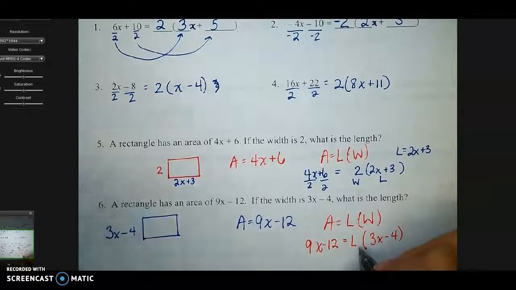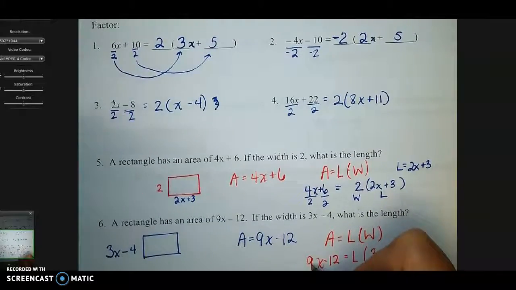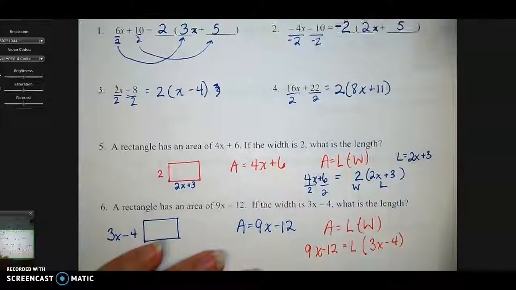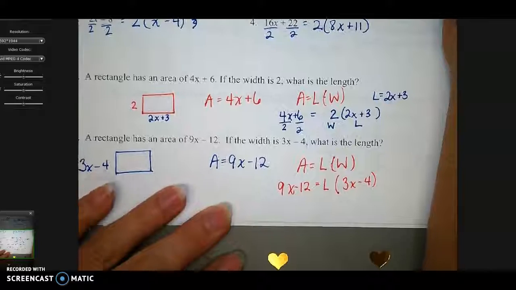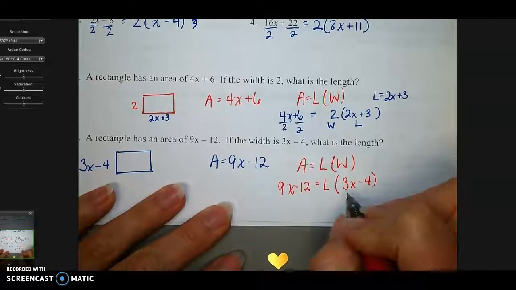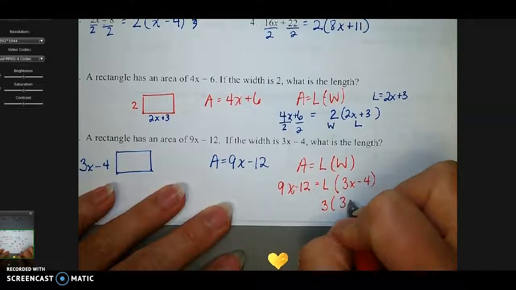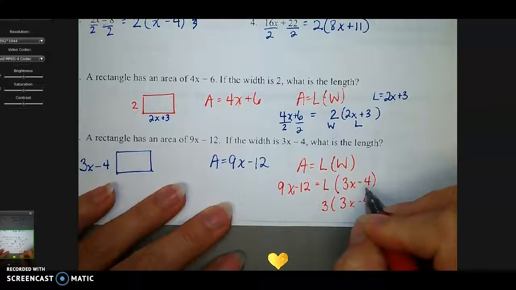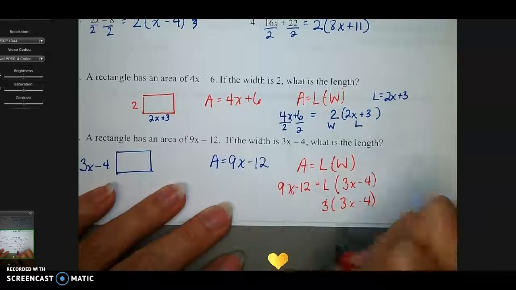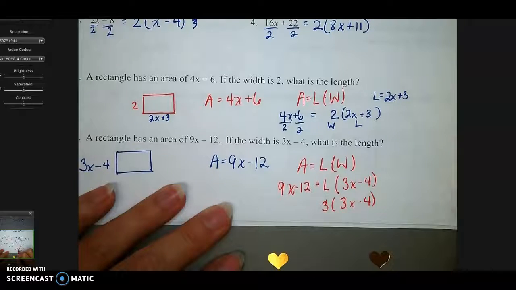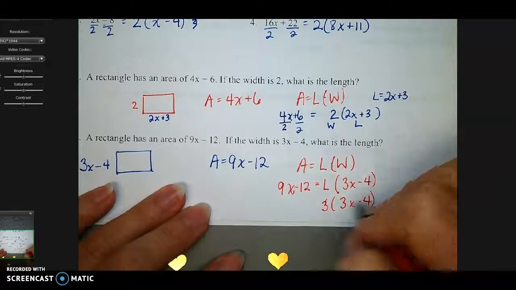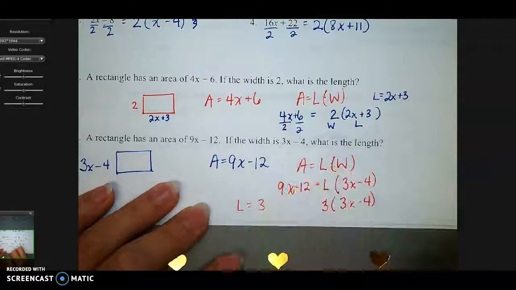And I'm like, how did I get from 9x to 3x? So how did I get from 9x to 3x? Well, I would just multiply by 3. So my number that I'm going to pull out is a 3. And if I do 3 times 3, I do get 9x. And 3 times negative 4 gives me negative 12. So my length in this case was equal to 3.